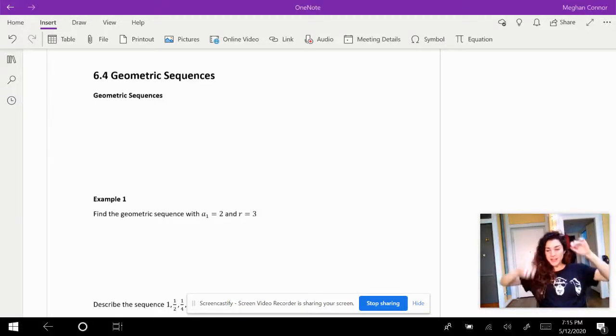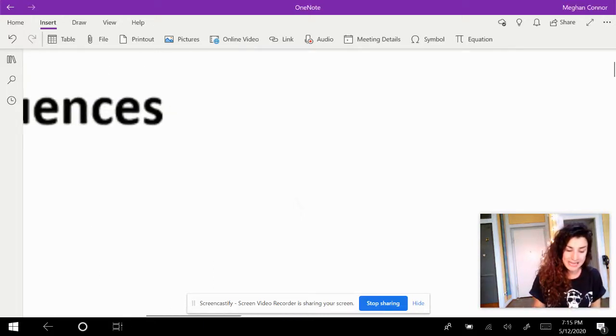Hello. So we are moving on to our geometric sequences. Our last lesson dealt with arithmetic sequences, and arithmetic sequences are repeated addition. Either you're adding the same number a bunch of times or you're subtracting the same number a bunch of times. Here, geometric sequences are a different type of sequence where we're talking about repeated multiplication.